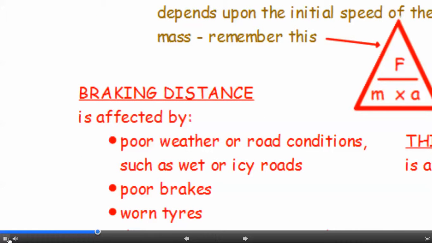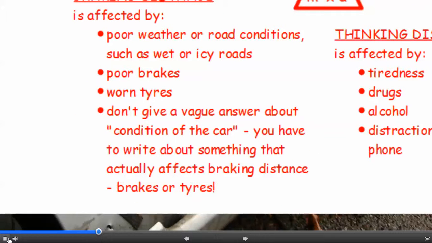Now the braking distance can be affected by various external factors. It can be affected by poor weather or poor road conditions, for example, if the roads are really wet or really icy. It can be affected by poor brakes and by worn tyres. Now what you mustn't do is just give a vague answer about the condition of the car. So you have to actually give examples about something that really does affect the braking distance. So you can only really talk about the brakes or the tyres.